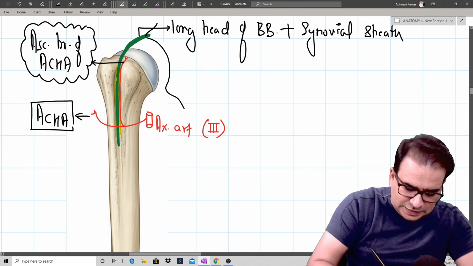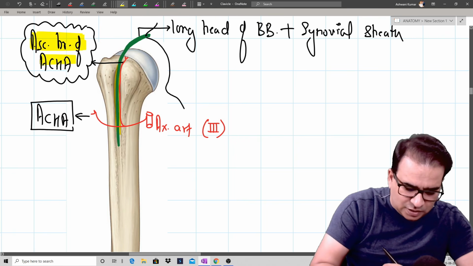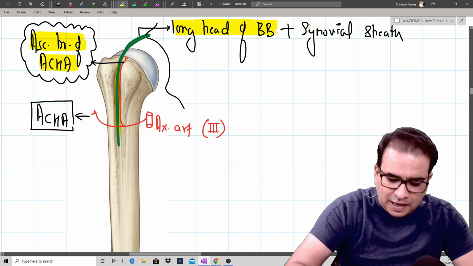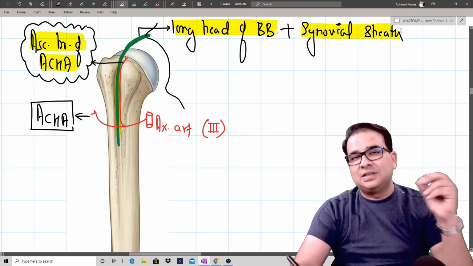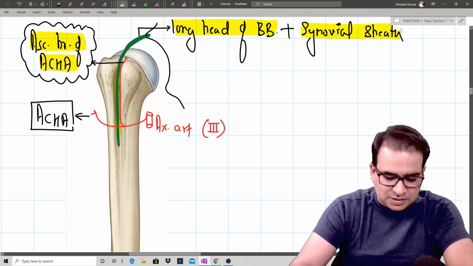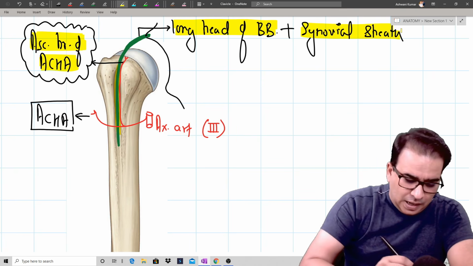So in the bicipital groove or in the intertubercular sulcus, we have three main contents. We have this ascending branch of ACHA. There is the long head of biceps brachii, and we also have the synovial sheath which is covering this long head. Three contents in this intertubercular sulcus or bicipital groove.